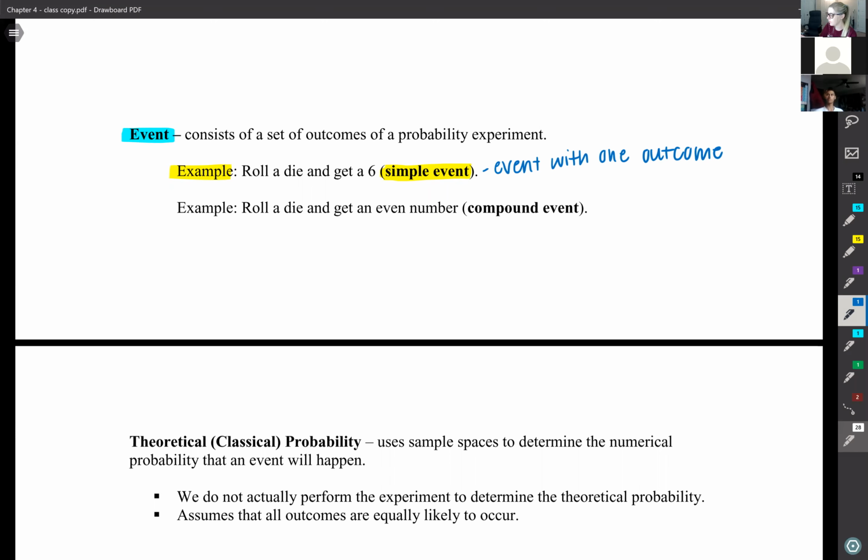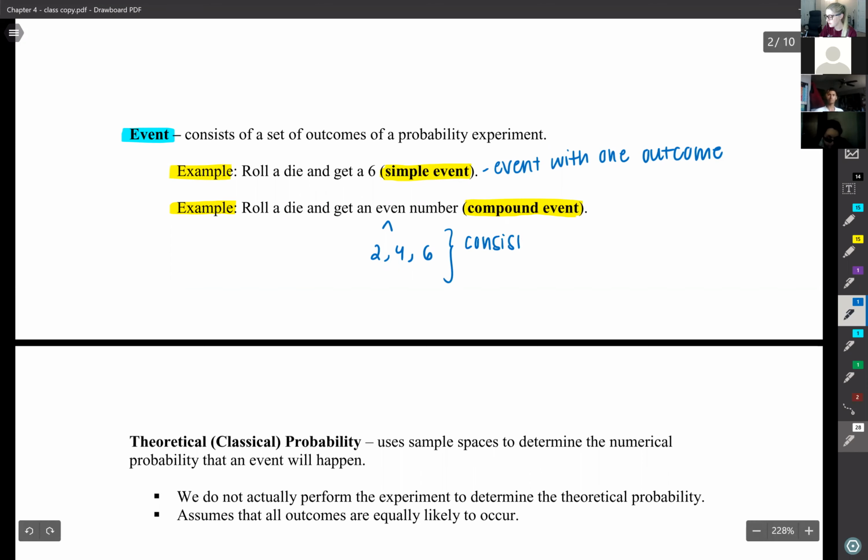And then another example would be this one below, where it's rolling a die and getting an even number. And this is what's called a compound event. The reason why it's called a compound event is because there's multiple ways for this event to happen. To roll an even number, you can roll either a 2, a 4, or a 6. You can roll any of those options and that event has taken place. So it's called a compound event because it consists of more than one simple event. This consists of 3 simple events.